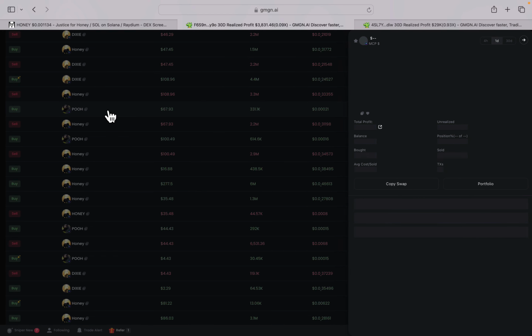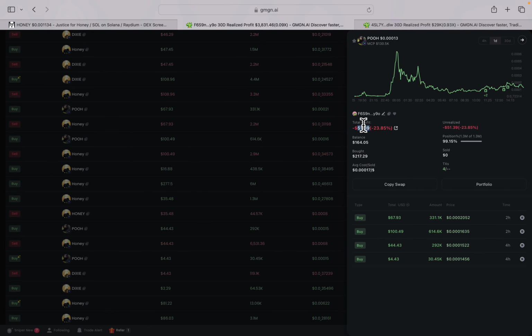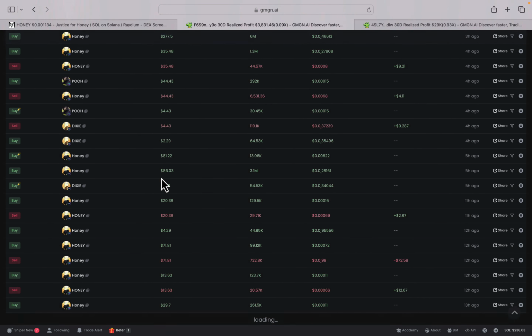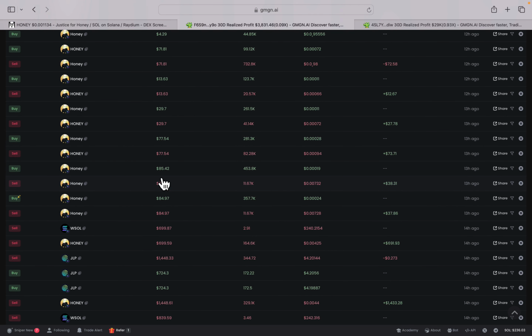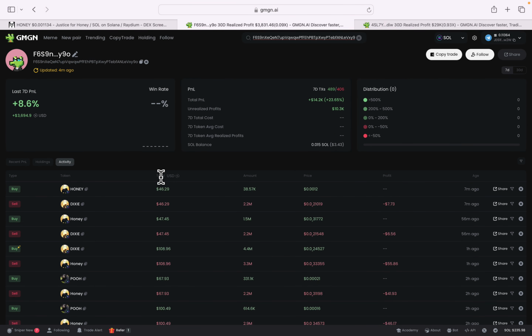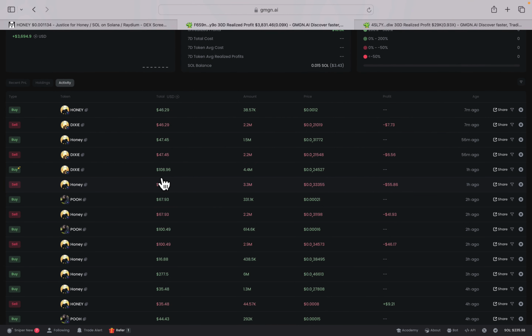Again, let's see this token. He lost money, but this is unrealized profit. He hasn't sold that, and there's a possibility that this token go up. Again, let's see. What I really love about this wallet is the tokens that he buy is low. Over the past 14 hours, he only bought 3 tokens.